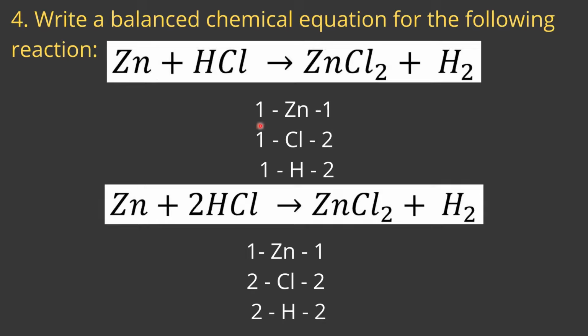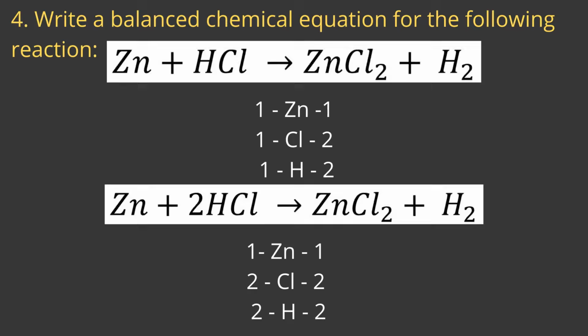So you check on the left hand side how many zincs we have. We have just this one, right? On the other side you also have one zinc atom. Cl, the chlorine, on this side you have one. On the other side you have Cl2, it means that you have 2, right? Hydrogen, you have 1 on the left hand side, and on the right hand side you have 2. So we need to balance. And how do we balance?